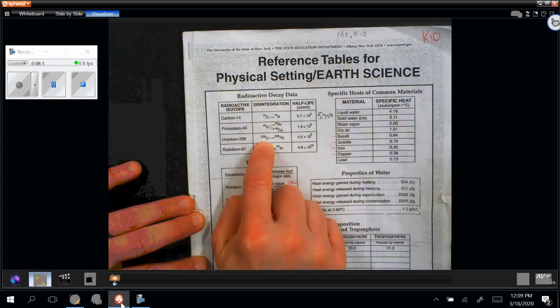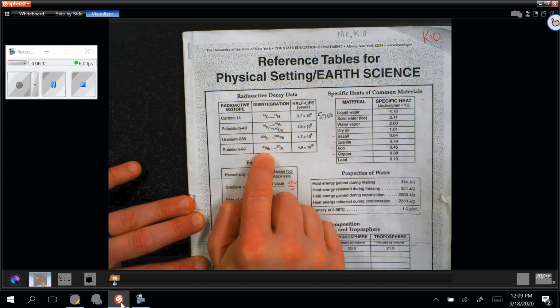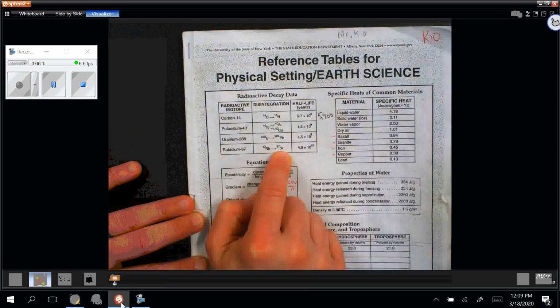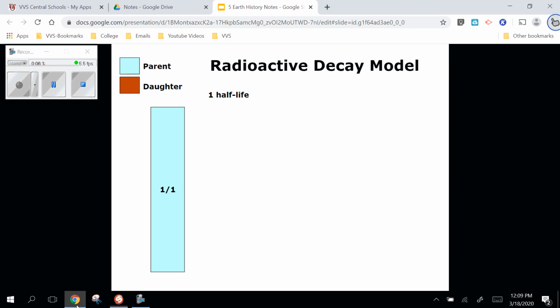Uranium-238 turns into lead-206, and rubidium-87 turns into strontium-87. So, after one half-life, whatever that may be, if you're doing carbon, it's 5,700 years. If you're doing potassium-40, it's 1.3 billion years. You have to know whatever you're dealing with. So, we're going to have half the parent, and then the other half is going to be daughter.